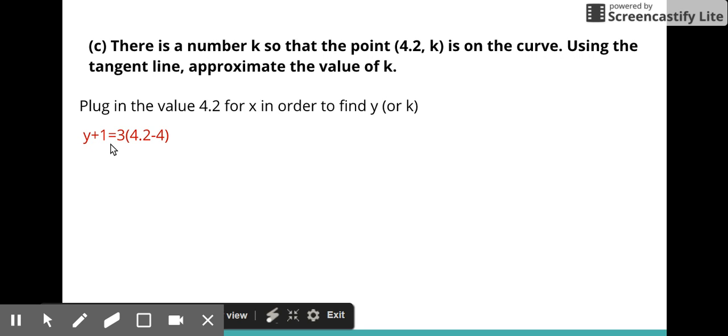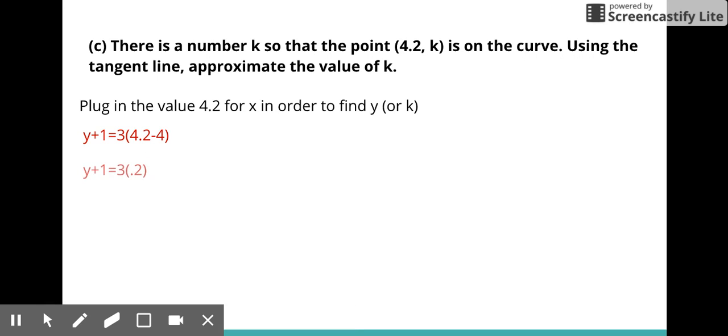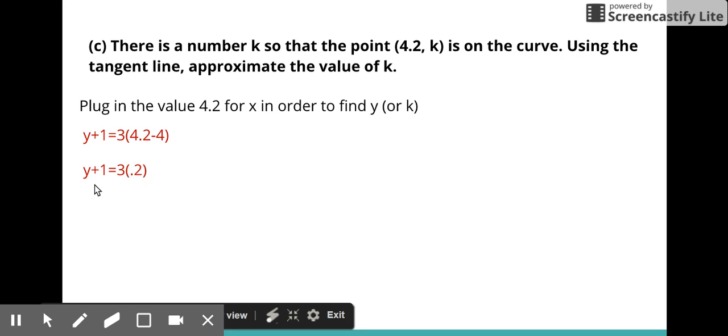So we're going to get y plus 1 equals 3 multiplied by 4.2 minus 4. So we have the slope here, 3, and then we have the 4.2 as x, and then 1 and negative 4 as the ordered pair that was given to us in the last problem. So 4.2 minus 4 is obviously 0.2. So you can see that there, and then you're going to get the answer as negative 0.4. So k is going to be equal to negative 0.4 as an approximation.